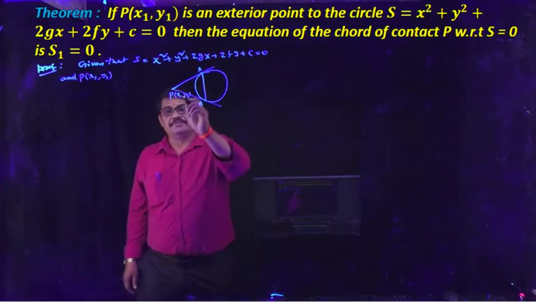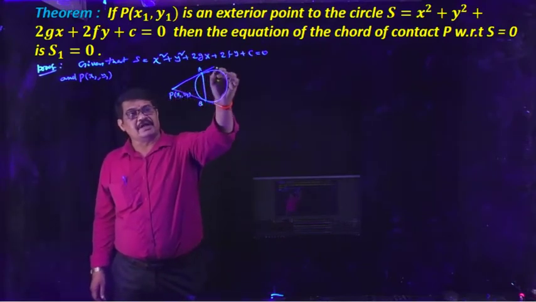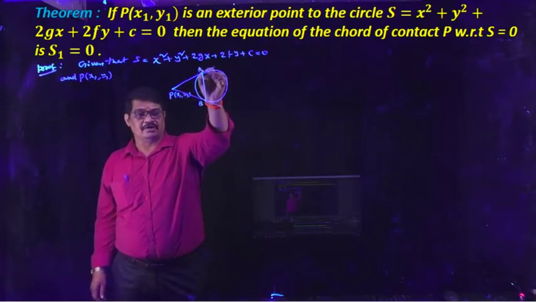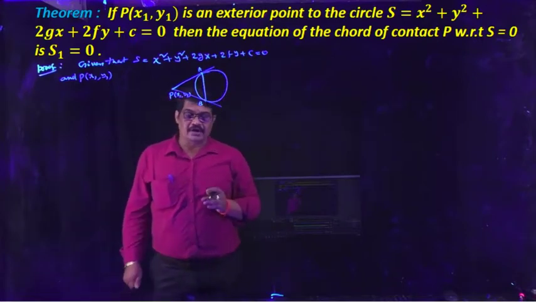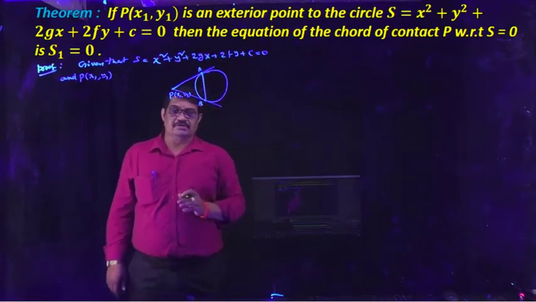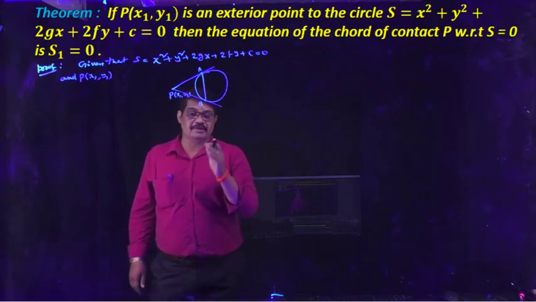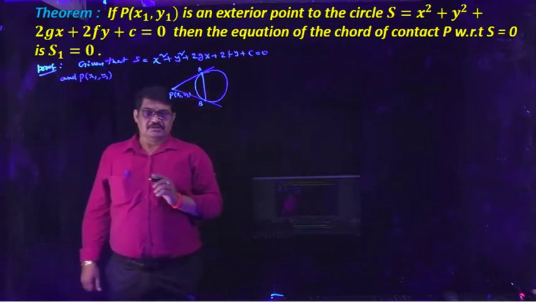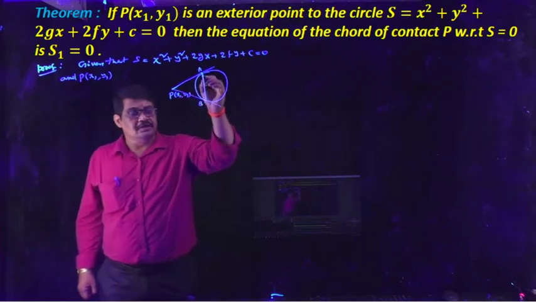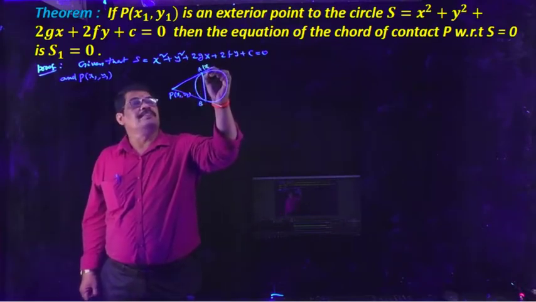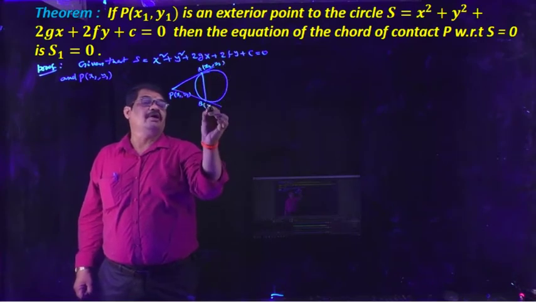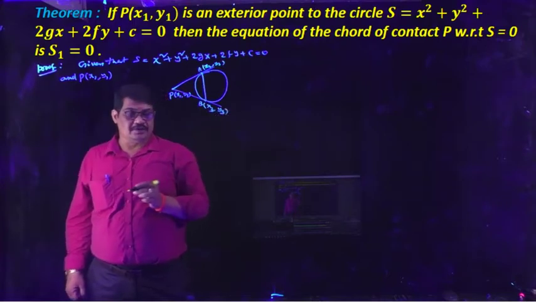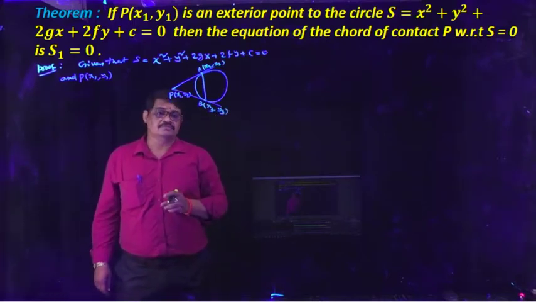Okay, so this is the given point x1, y1. Draw the tangents from P to the circle, PA and PB. Now the line joining AB is called the chord of contact of P with respect to the circle. Now we are proving this chord equation AB is S1 is equal to 0. We have taken the meeting points as A of x2, y2 and B of x3, y3.